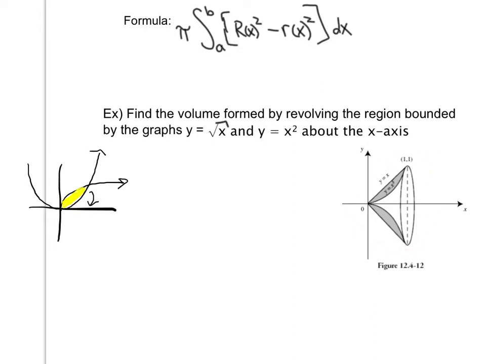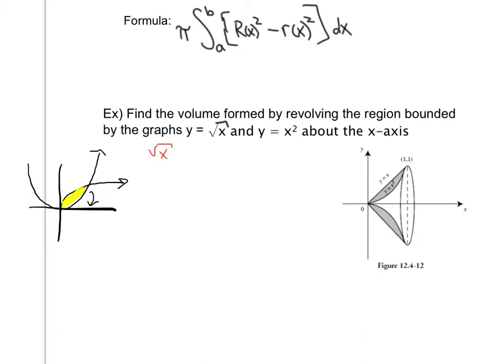It's going to be kind of this cone shape, but it's going to have this inside cut out. So because I have some of it cut out, since I'm missing part of it, I want to use my washer method. So the first thing I'm going to do is go ahead and set my two functions equal to each other and figure out what my limits are going to be.